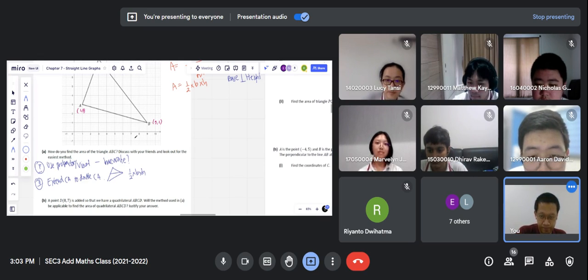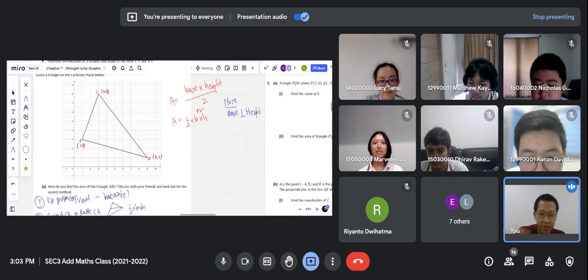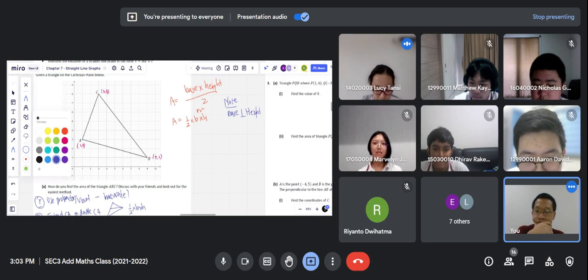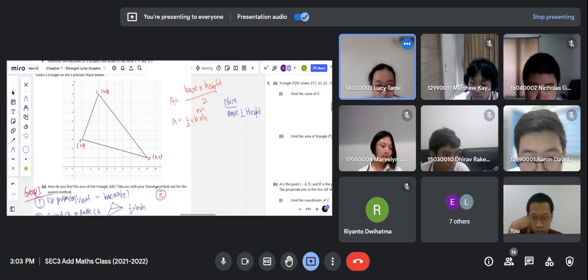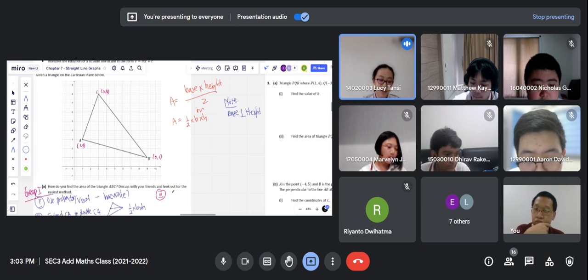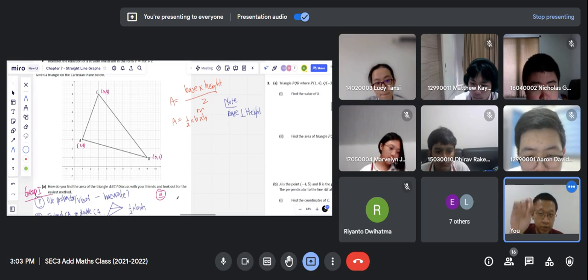Okay, group 3, what method did you discuss? So we also had two methods, and the one used by most of the group members is also half times base times height. As for the second one, it's using the... Sorry, wait, Lucy, can you be more specific? So you're using the formula base times height divided by 2. Which one is the base? Which one is the height?